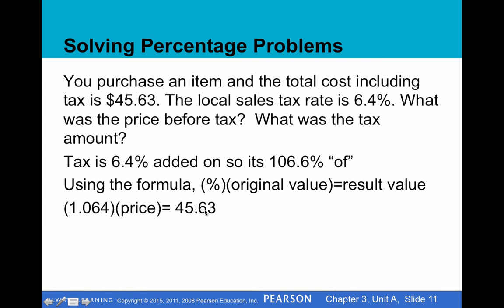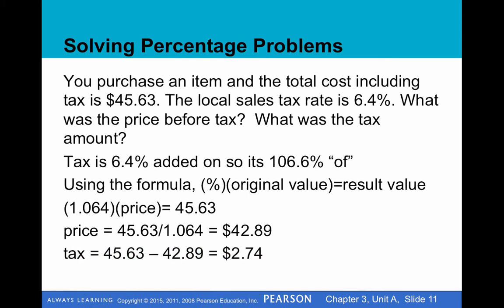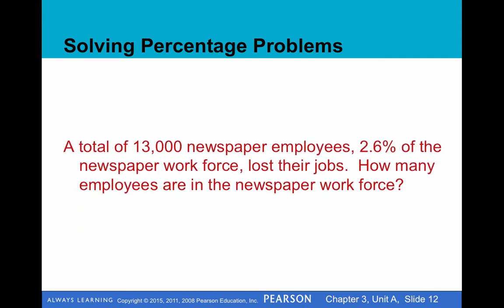To solve the price, you just divide, and the price is 45.63 divided by 1.064. Rounded to the nearest cent, we get 42.89 as a pre-sales tax price. To figure out the tax, you just do a simple subtraction of the price including tax minus the price before tax to get a tax of $2.74.